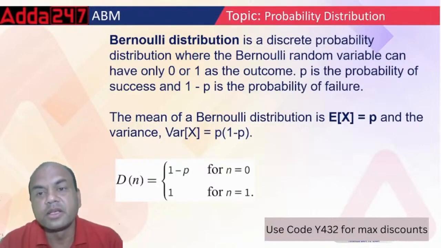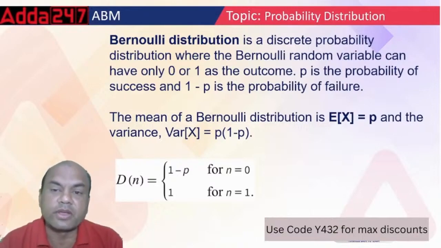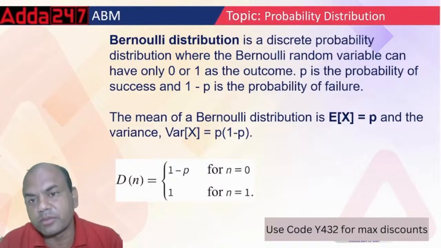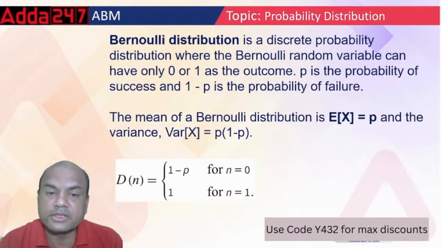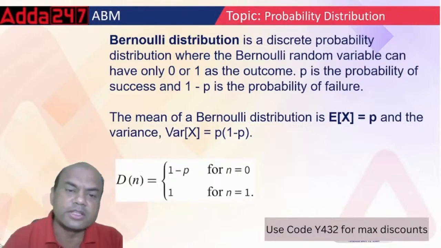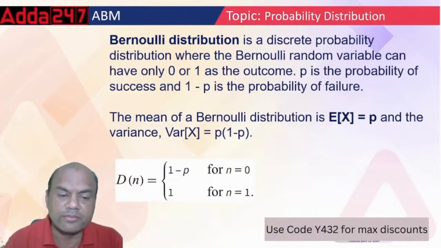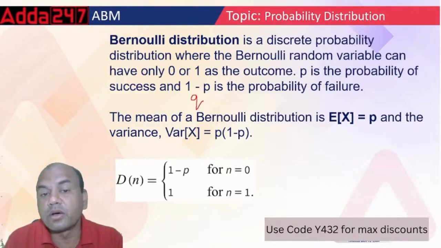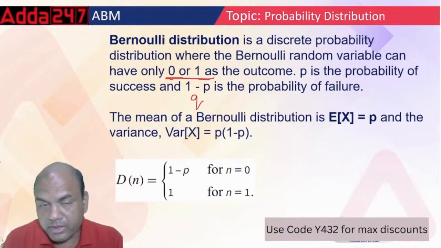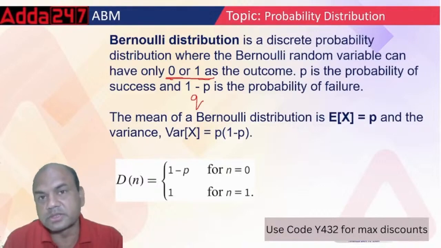Bernoulli distribution is a discrete probability distribution where a Bernoulli random variable can have either 0 or 1 as the outcome. P is the probability of success and 1 minus P is the probability of failure. Some books call this 1 minus P as Q also. So either of two answers should be applicable: either 0 or 1. Remember, important point.